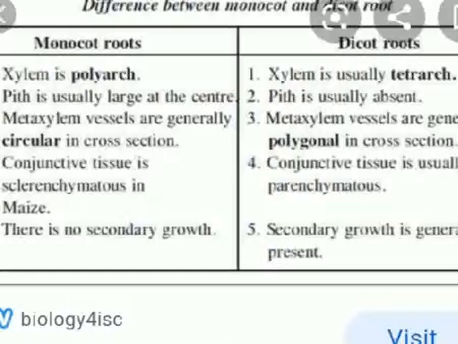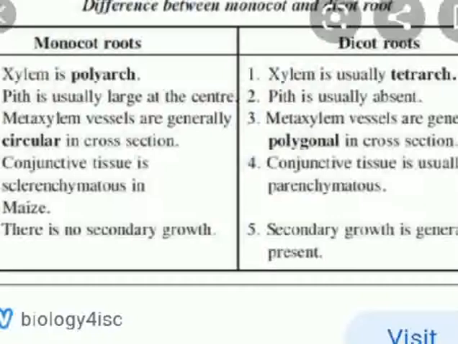Pith is usually large in the center in case of monocot root. Pith is usually absent in case of dicot root. Metaxylem vessels are generally circular in cross section in monocot roots. Metaxylem vessels are polygonal in cross section in dicot roots. Conjunctive tissue is sclerenchymatous in monocots. Conjunctive tissue is parenchymatous in dicots.